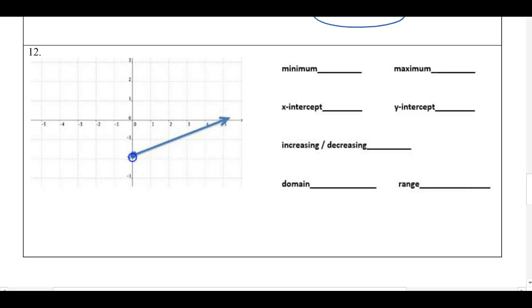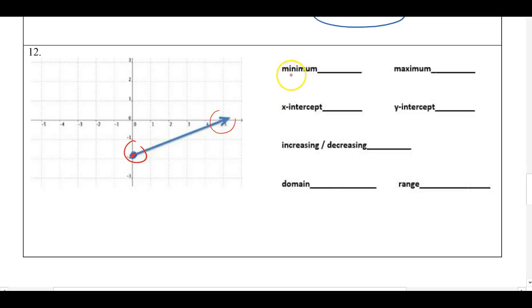First of all, we have a point here to the left, and then on to the right we have an arrow. So that means this graph stops here at this point, but to the right it keeps going forever. Okay, so let's keep that in mind.